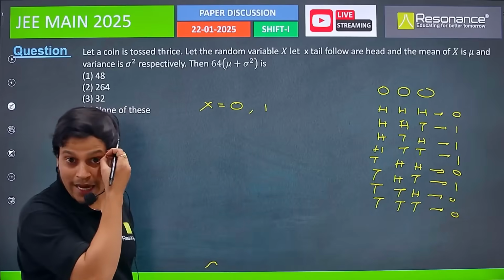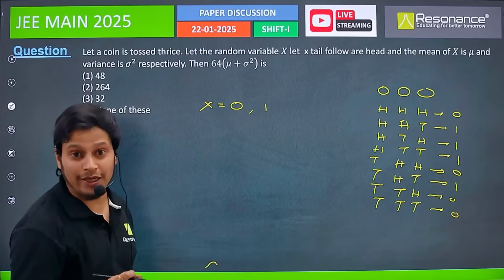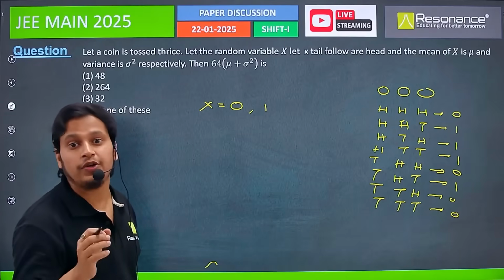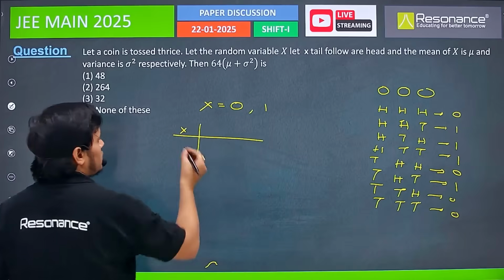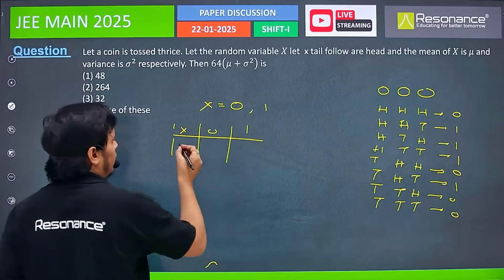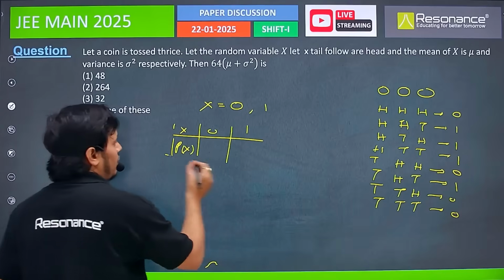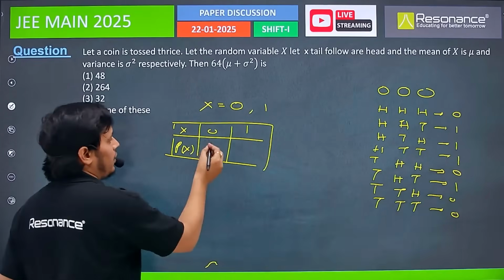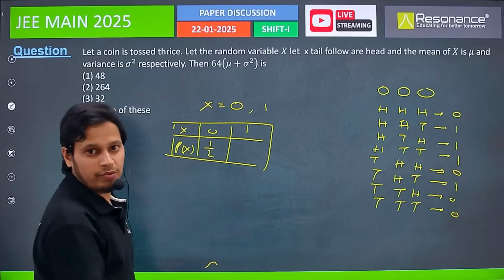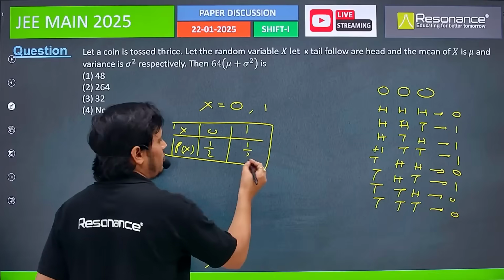And what do you want? Mu and sigma square. Mu is the mean, sigma square is the variance. So you need to use the probability distribution. First I am writing the probability distribution. These are the values of X, 0 and 1, and these are their corresponding probabilities. How many times will X be 0? 1, 2, 3, 4. 4 by 8, it means 1 by 2. How many times will X be 1? That is 4. 4 by 8, it means 1 by 2.